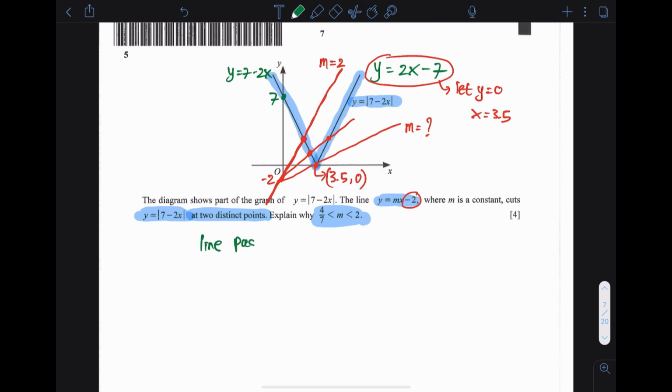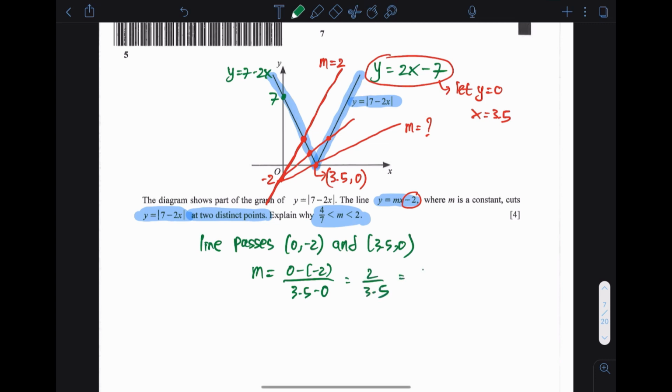It passes the points (0, -2) and (3.5, 0). So what's the gradient? 0 minus negative 2, divided by 3.5 minus 0. That will be 2 over 3.5, which is 4 over 7. This is the gradient that we are looking for.